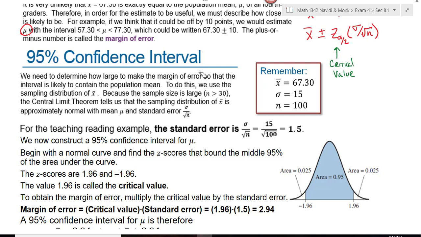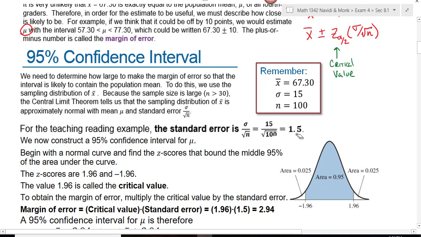To do this, we use the sampling distribution of x bar. This is the distribution from the central limit theorem. Because the sample size is large, we had a sample of 100 students, the central limit theorem tells us that the sampling distribution is approximately normal with a mean of mu and a standard error of sigma divided by the square root of n. For the teaching reading example, the standard error would be 15 divided by the square root of 100, or 1.5.